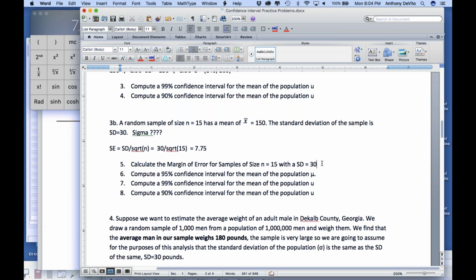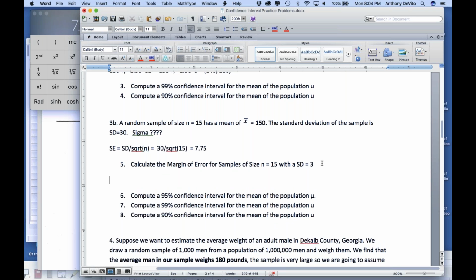Now I have to calculate my margin of error. And what was my margin of error again? Remember before it was 150 plus or minus my z-score, for a 95% confidence interval we called it 1.96, times my standard error. I've calculated my standard error, and this is the margin of error that I'm going to add and subtract. The standard error is 7.75. I can calculate that.